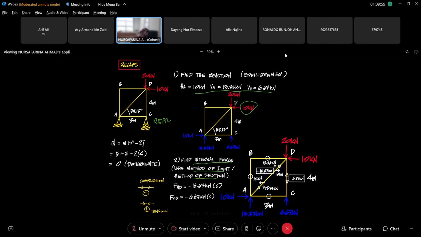So if in here, if you look at the structure, at the bottom part here, macam mana kita nak dapatkan 16.67 dengan negative 16.67 and negative 6.67. Okay, how? With the method of joint, my question is, how do we start? Which joint will you start first? Which joint? Joint C.